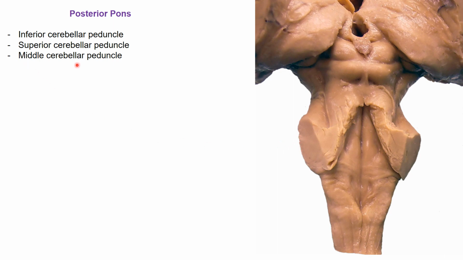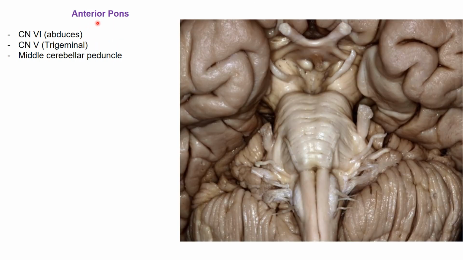And this is going to be the component of the cerebellar peduncles we can see from an anterior view coming from the pons. So I mentioned from an anterior view of the pons, you can see cerebellar peduncle fibers. That is what we see here. These fibers are going to be components of the middle cerebellar peduncle.